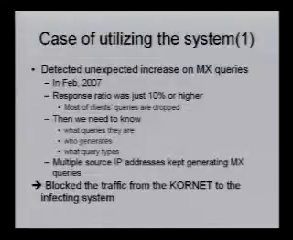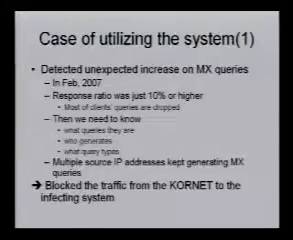I'll explain 2 cases of utilizing the system. The first one is to detect an unexpected increase in MX queries in February 2007. At that time, the traffic was doubled and the response ratio was just 10% or higher. It means most client queries were dropped.